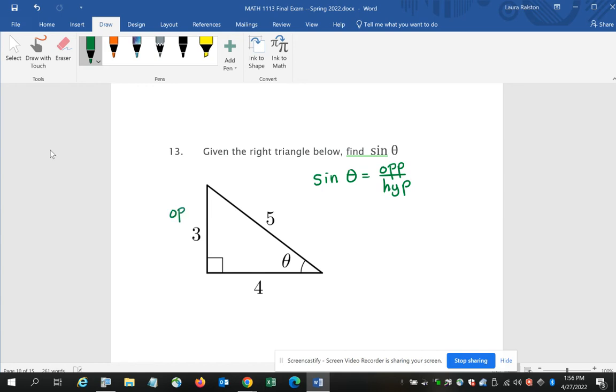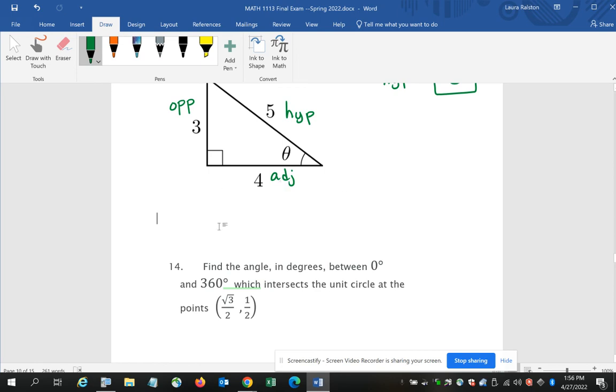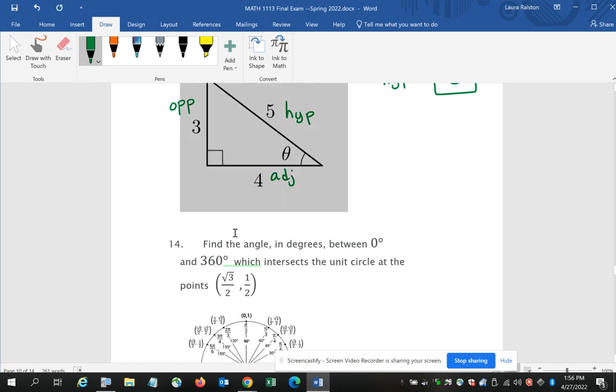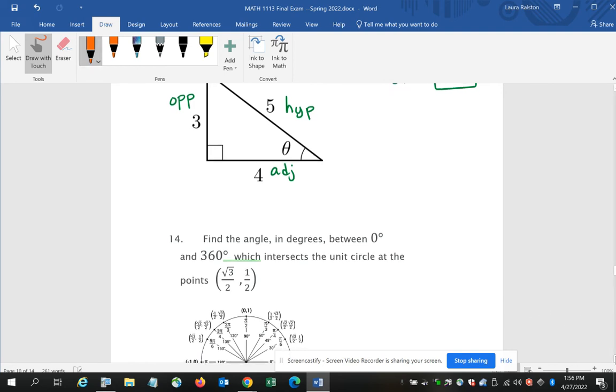You have opposite, adjacent, and hypotenuse. So opposite is 3, hypotenuse is 5. So the sine of theta is 3/5. Guys, some of them are that simple. Don't overthink it.